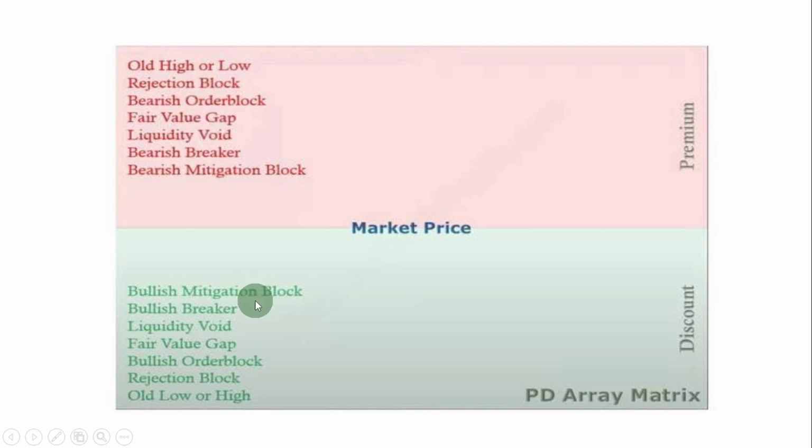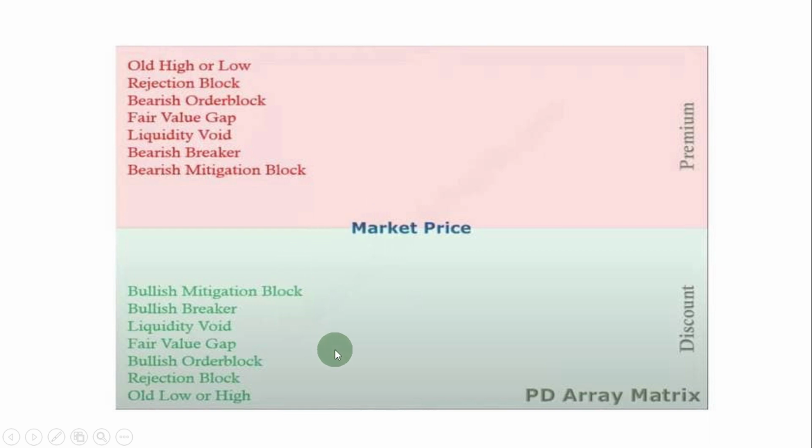So if you are bearish and price pulls back to premium, the first level that you may see in premium may be the bearish mitigation block. If you don't see that, you may see a bearish breaker. If you don't see that, you may see a liquidity void. You may see a fair value gap. You may see a bearish order block. You may see a rejection block. Or price can completely go above the old high before it continues to sell downwards.